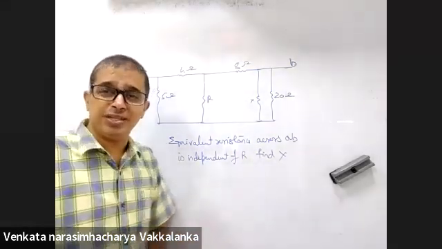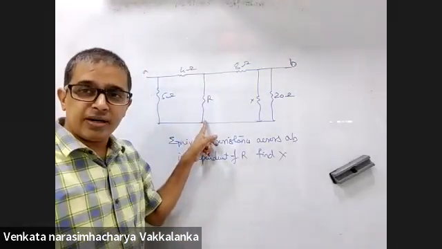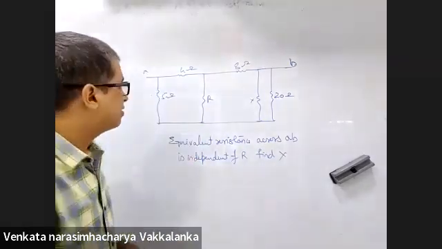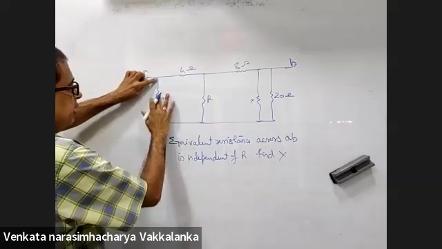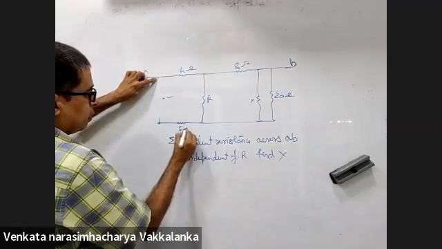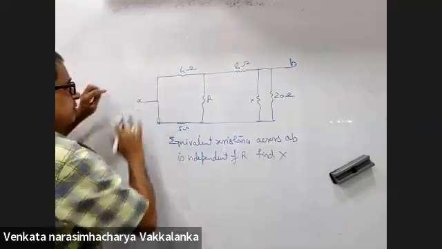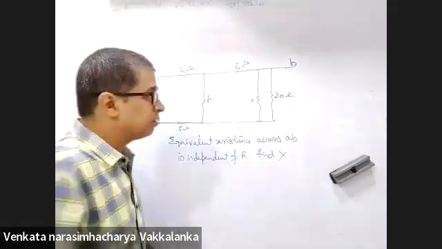Listen, simple logic. If it should be independent of R, it should be a Wheatstone bridge. I'll just rearrange the circuit. Have a look at it. I will bring 5 here and I will bring the terminal A here. Deceptive loops are being removed. Right?